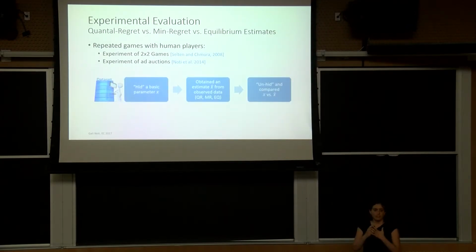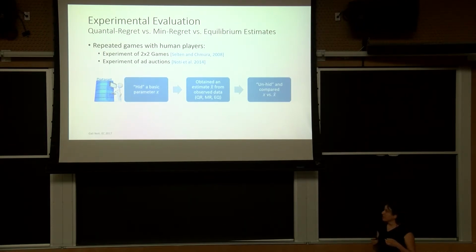So we evaluated the Quantal regret method on 2 different data sets from experiments with human players. Now, we took controlled experiments where people sit in a laboratory and we know all the parameters. And so what we did basically, we looked at the data. We then hid from ourselves a basic parameter x in the data. We then tried to estimate x from the observed data using each of the methods. And then we unhid and compared the estimate that we got with the true value that was actually used in the experiment.